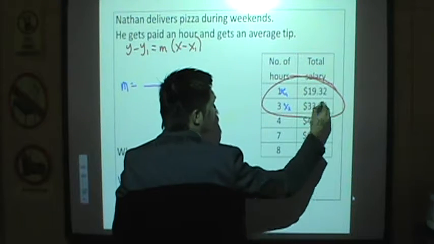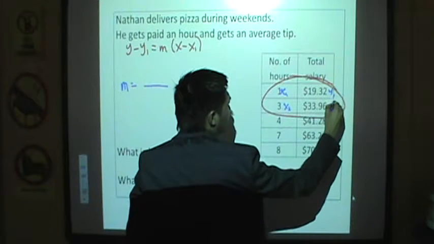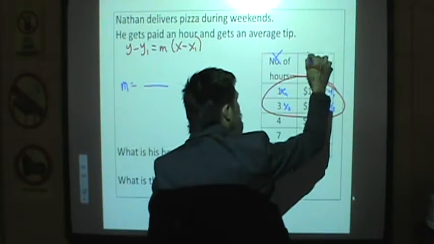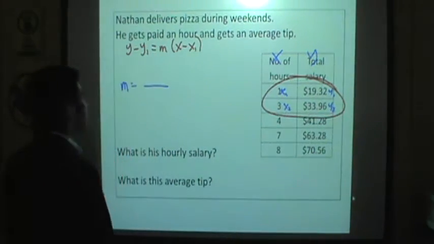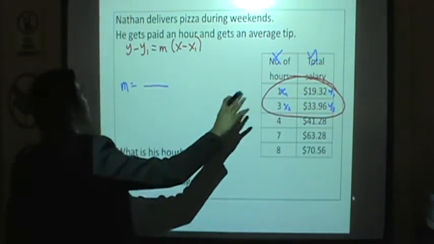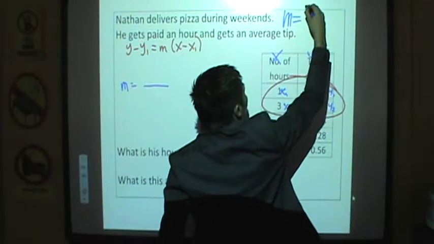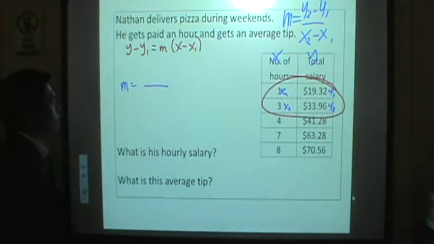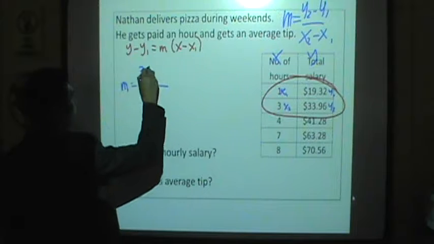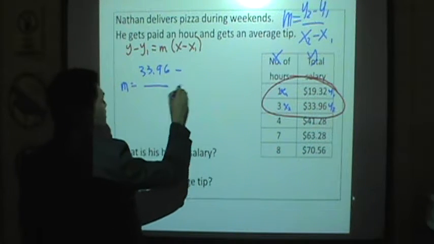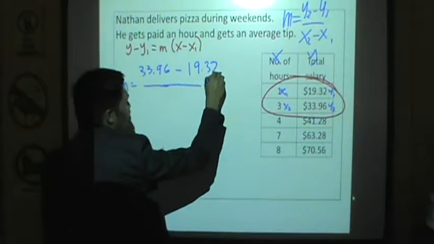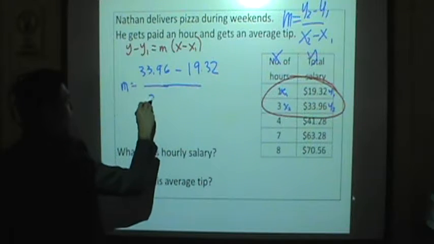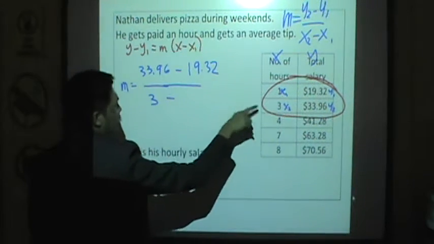Let's say this is going to be your x1, and this is going to be your x2, and this is going to be your y1, and this is going to be your y2. Remember, the first column is going to be your x, and the second column is going to be your y. So let's use the numbers here using the slope formula y2 minus y1 over x2 minus x1. First we have y2, which is 33.96, minus y1, which is 19.32, over x2, which is 3, minus 1.